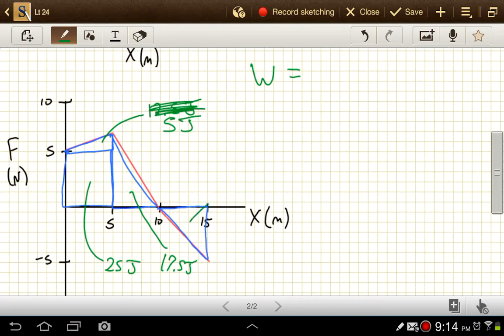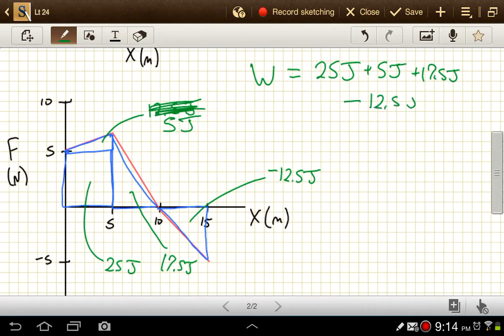And then this one, we've got 1/2 times 5 meters times -5 newtons, so that'd be a negative 12.5 joules. So the total work is 25 joules plus 5 joules plus 17.5 joules minus 12.5 joules. So the total work on this one is going to be, it's 5, 10, 35 joules.